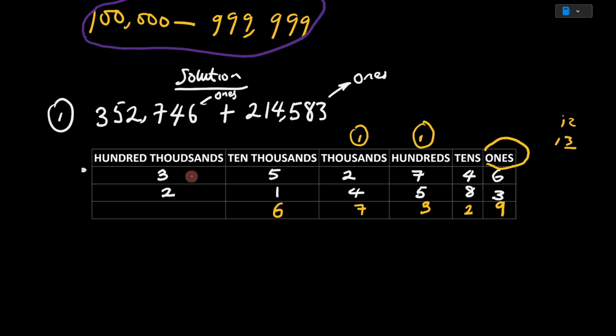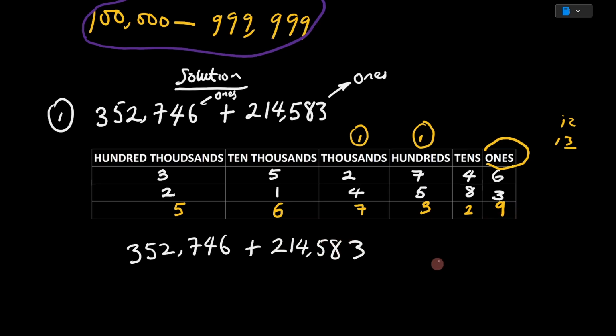In the hundred thousands place, we have 3 and 2. So 3 plus 2 is 5. Our answer to 352,746 plus 214,583 is this. It will give us 5, 6, 7, 3, 2, 9, which is 567,329.